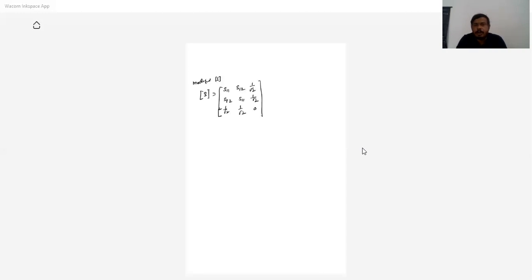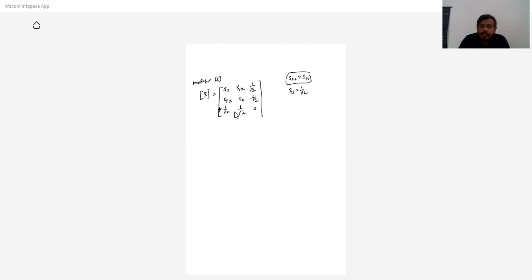So the modified S matrix: S11, S12, and S13. Because of the collinear ports, S13 is 1 by root 2. S12 only is needed, since S11 is already told. S22 is equal to S11. I'm substituting here: S13 is 1 by root 2, and the last entry is 0.